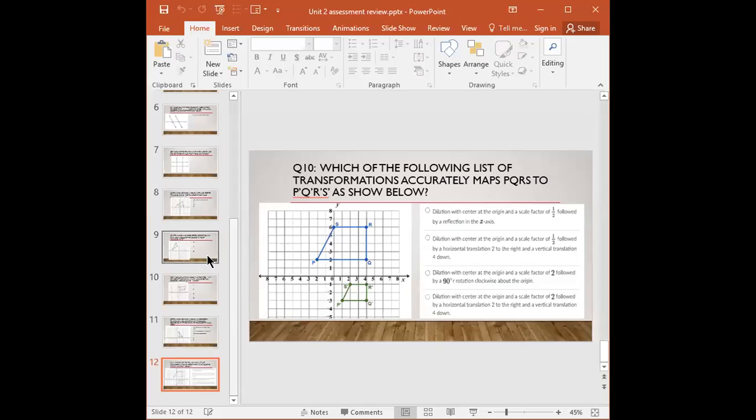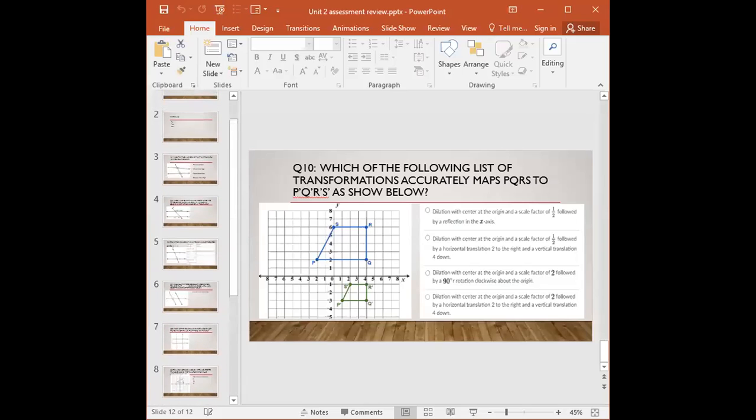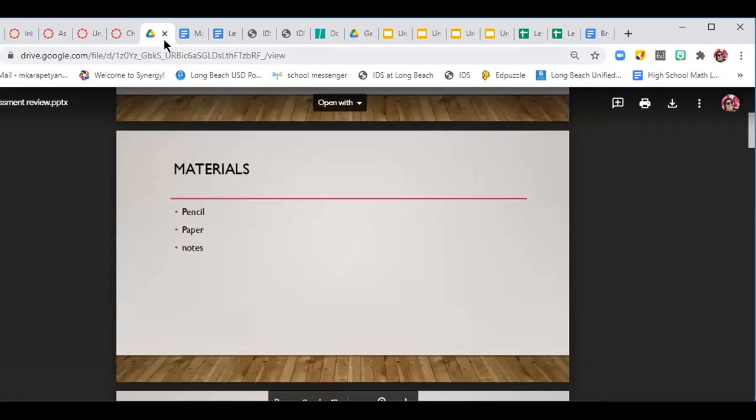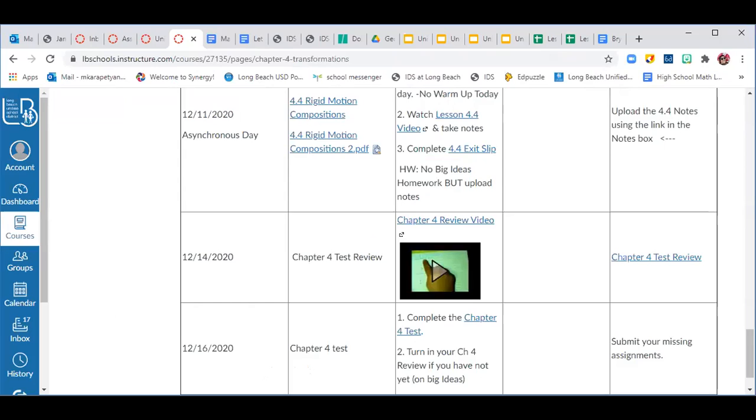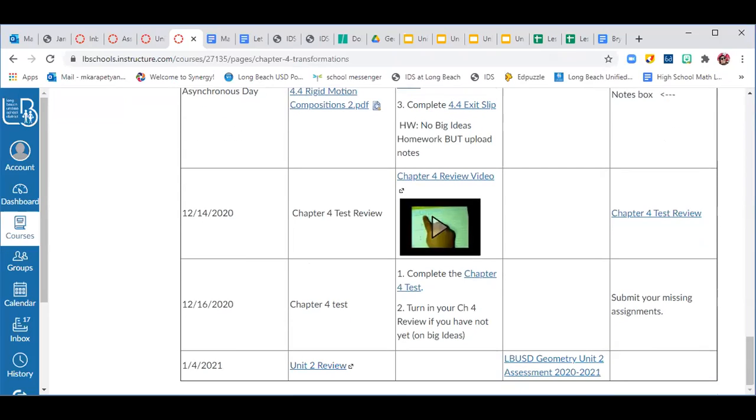I want you to complete the Unit 2 assessment. Okay, I want you to complete the Unit 2 assessment as homework. And I know that's weird to say. I want you to take a test for homework. Okay, and this is what I'm going to do. You can earn up to 10 points on this. However many points you earn on this Unit 2 assessment, I will add to your Chapter 4 test.